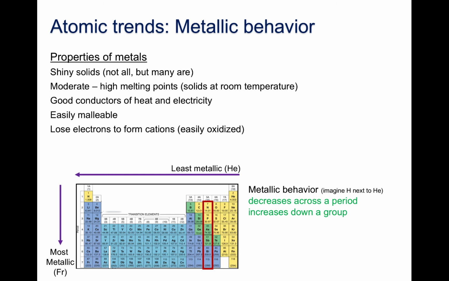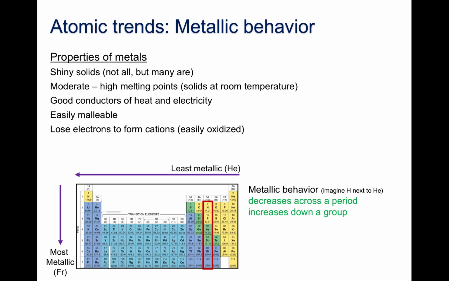But one of the most important properties about metals is that they lose electrons to form cations. So we already know that about metals. They tend to give away their electrons to form cations. Another way of saying that is that they're easily oxidized. And remember, oxidation is loss of electrons. So a metal, if it can easily give away its electrons, is easily oxidized.